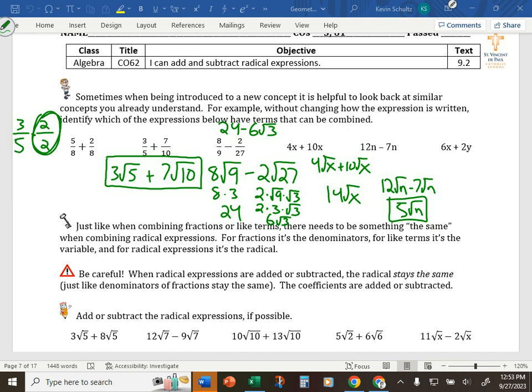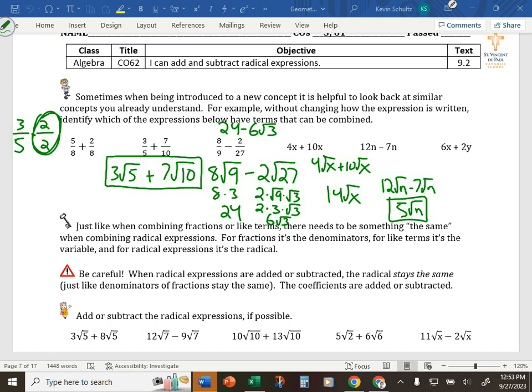The last one, are 6x and 2y like terms? No. So can you do anything with that expression? No. If you had 6 root x plus 2 root y, could you do anything with that? No. Okay? So if you combine the idea of fractions and common denominators with the idea of combining like terms, that's all there is to adding and subtracting roots. They just look more complicated because not a lot of people understand roots or how to simplify them.